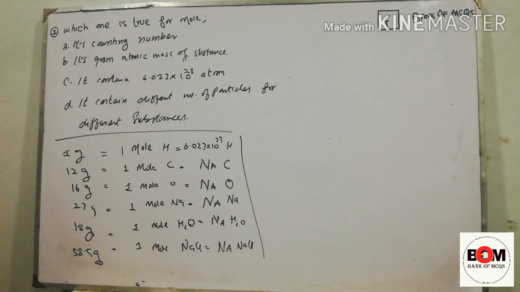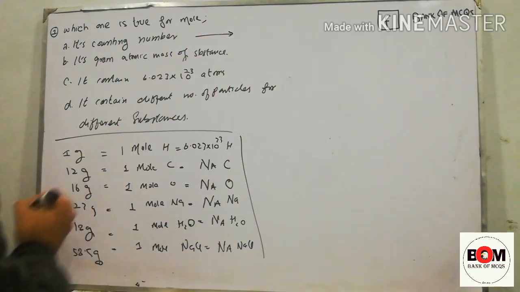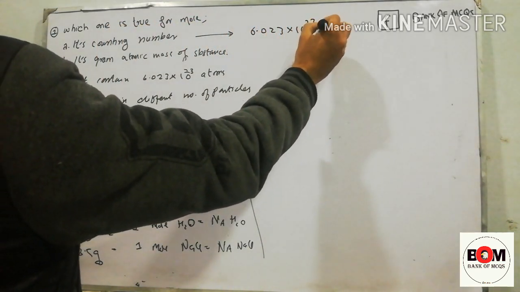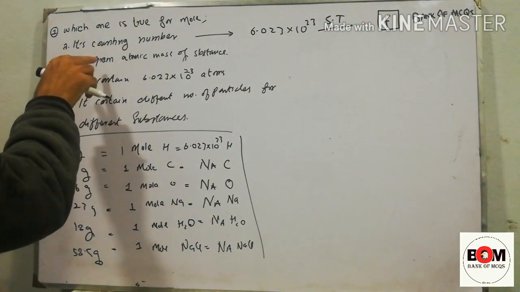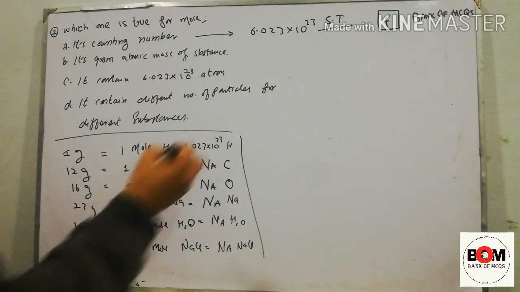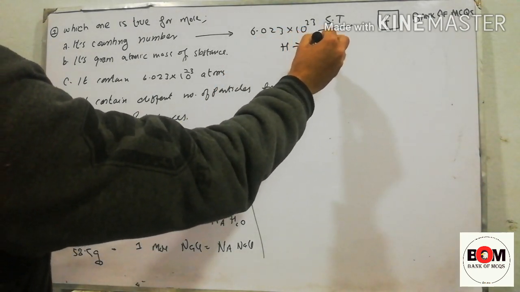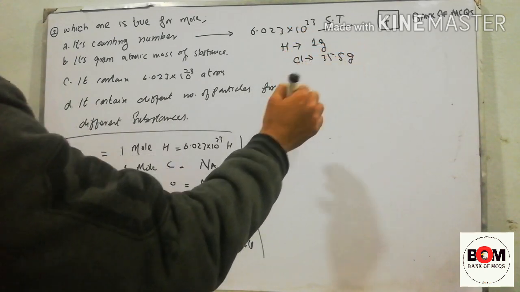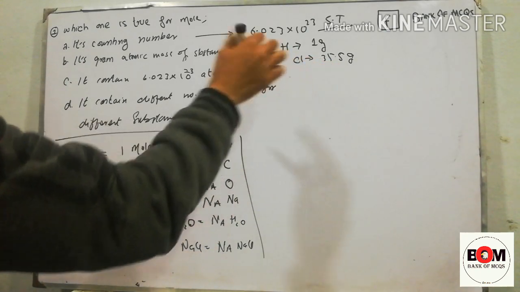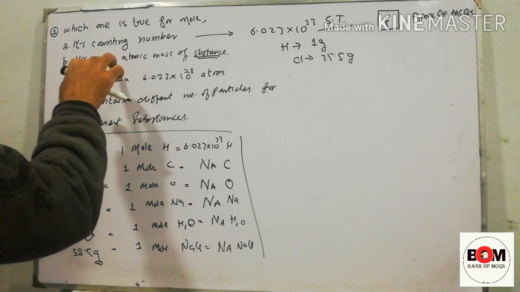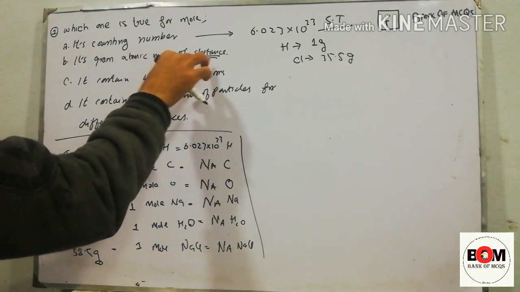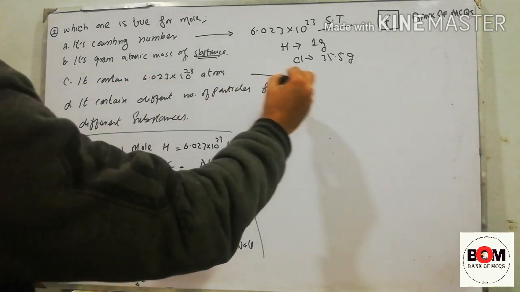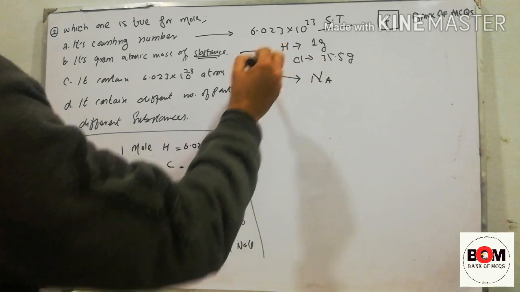So let's start from option A, its counting number. Yes, we know that mole is the counting number that is used for 6.023 multiplied 10 to the power 23 similar things. Now its gram atomic mass of substance, yes we know, for hydrogen its 1 mole is 1 gram, because 1 is its atomic mass. For Cl, 35.5 is its atomic mass, so for each substance, 1 mole is the gram atomic mass of that substance. Now third is, it contains 6.023 multiplied 10 to the power 23 atoms. So yes, it is, and this number is also called Avogadro number.